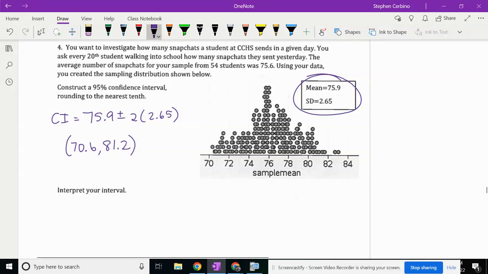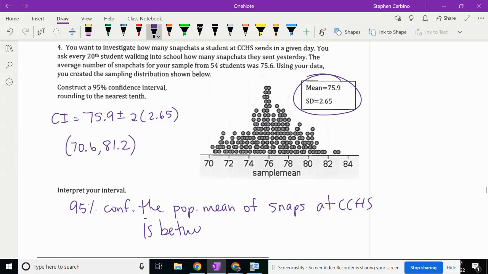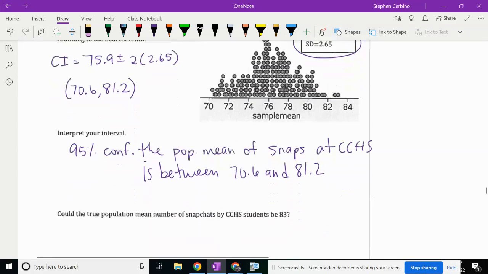To interpret this, we're going to say we are 95% confident the population mean of snapshots, I think you guys just call them snaps, at CCHS is between 70.6 and 81.2. Make sure when you write your confidence interval, you write it from least to greatest. Some people were writing them backwards when we did the proportions the other day.